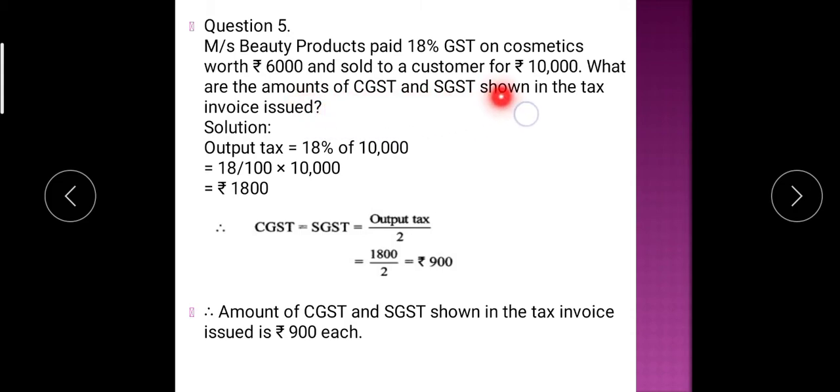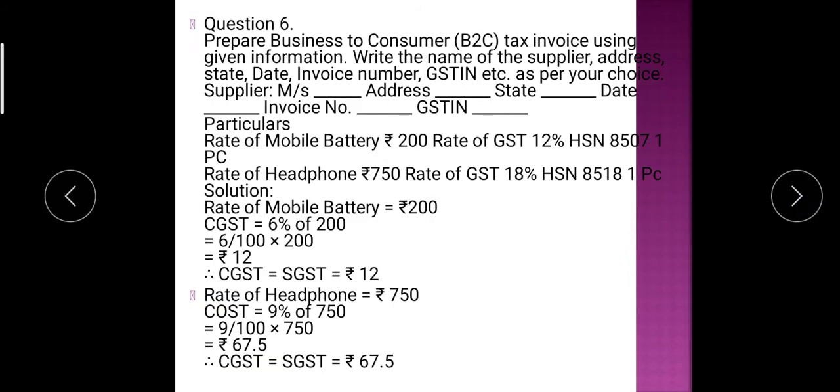So according to the question, you have to solve it in this way. Now the question number 6. Prepare the business to customer tax invoice.